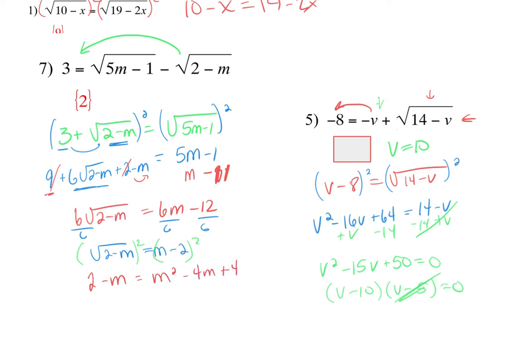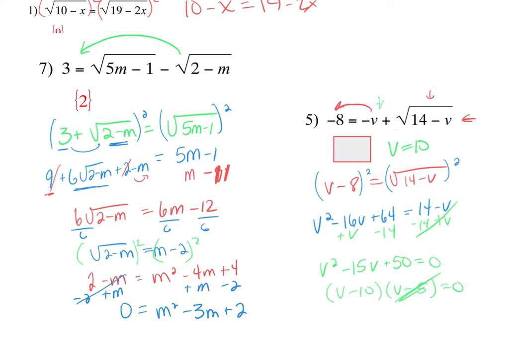And then you have to move everything over and solve. And do you have an extraneous on this one too? Potentially. So we get m squared minus 3m plus 2. So 2 and 1, and I think only one of them works.